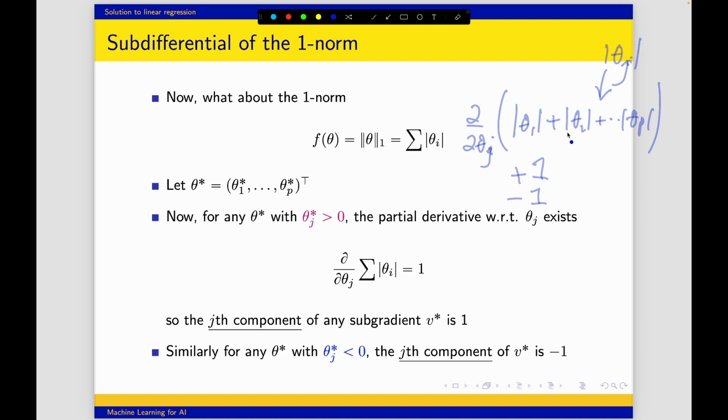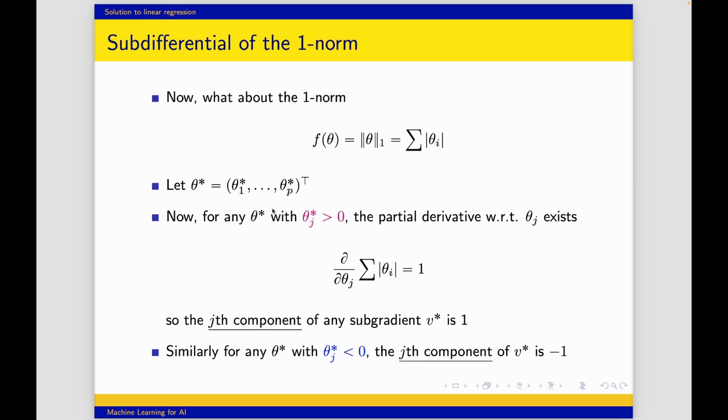The only problem that we'll have is if the one that we're taking this partial derivative with respect to is 0. So as long as theta j star, the point where we want to find the gradient or subgradient, is either positive or negative, the subgradient is unique and it's either 1 or minus 1. Minus 1 in that case, plus 1 in that case. Okay. So now what?